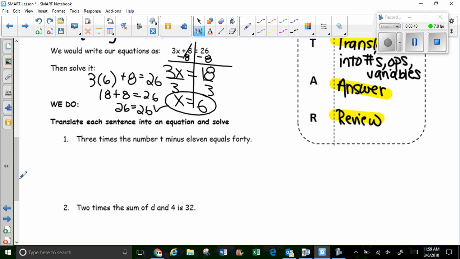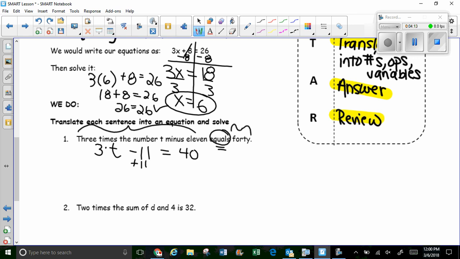All right, we're going to do a couple more problems together. So 3 times the number t minus 11 equals 40. I like to find my separation, my equal sign, first. So that equals is going to separate this expression from this expression. So let's just translate 3 times the number t minus 11 equals 40. And then go ahead and solve.